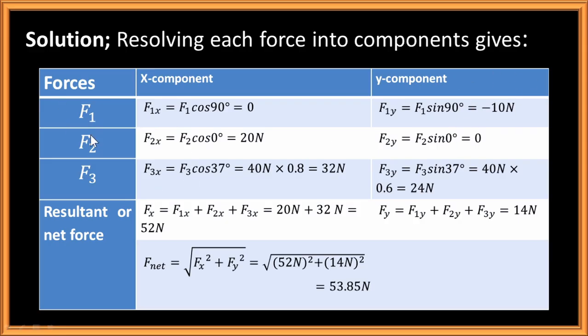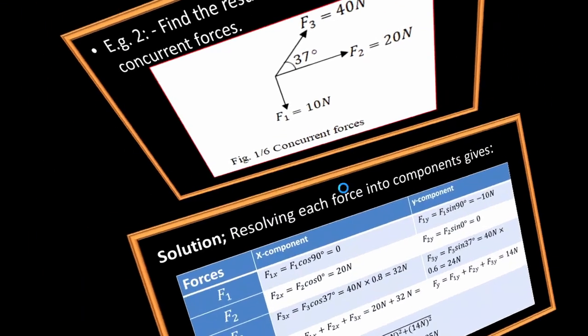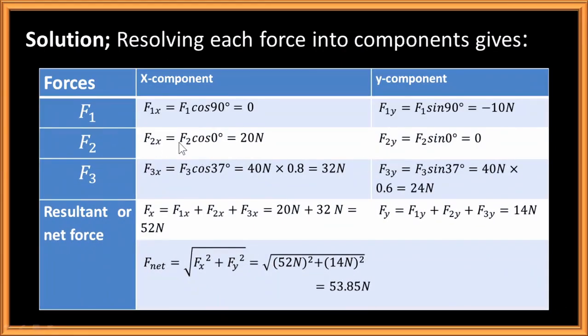When you come to F2, it has only an x component, which is to the right and it's positive, but it has no y component. Let us see the table. F2x is F2 cos 0 degree, it is 20 Newton because cos 0 degree is 1. But F2y is F2 sin 0 degree, which is 0, hence it has no y component and it has an x component. It is positive because it is to the right.